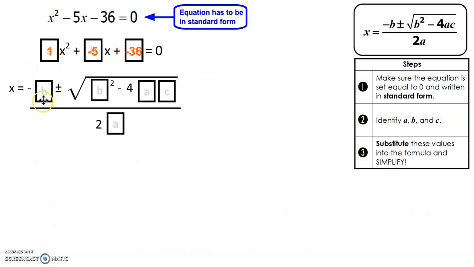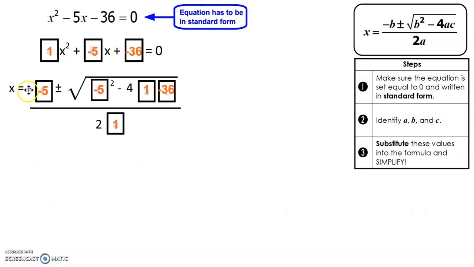So x equals negative of b, which is a negative 5, plus or minus the square root of negative 5 squared minus 4 times a times c. So I'm just taking those values and plugging them in, all over 2a. From here, what I have to do is simplify this expression.